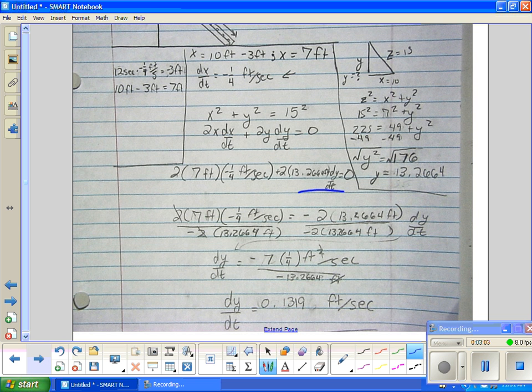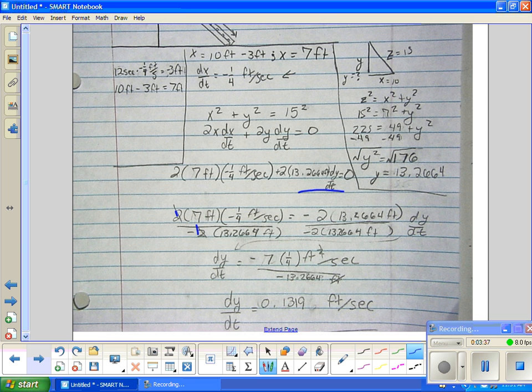After that, I subtracted 2 times y times dy/dt to get it over on the other side, and then I divided by negative 2 times 13.2664 feet on both sides. So I got dy/dt equals negative 7 times 1/4 feet squared per second over negative 13.2664 feet, because I crossed out the 2's up here. And then my final answer, I got dy/dt equals 0.1319 feet per second.